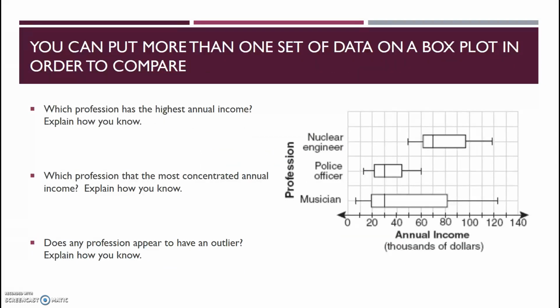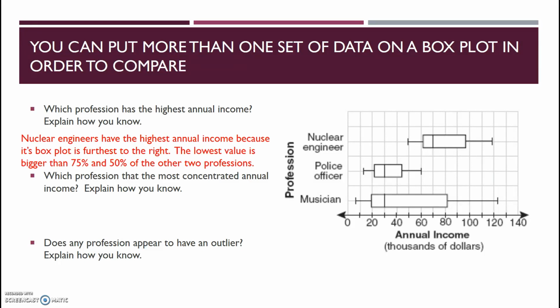Now let's talk about one more thing. What if I have more than one box plot that I'm comparing on a graph? I'm going to look at their concentrations and see how far spread or squished together the graph is. So looking at this graph, I have 3 different professions: nuclear engineers, police officers, and musicians. And I'm looking at their annual income. So the first question says, which profession has the highest annual income? Well, looking at this graph, I can say that nuclear engineers have the highest annual income because its box plot is furthest to the right.